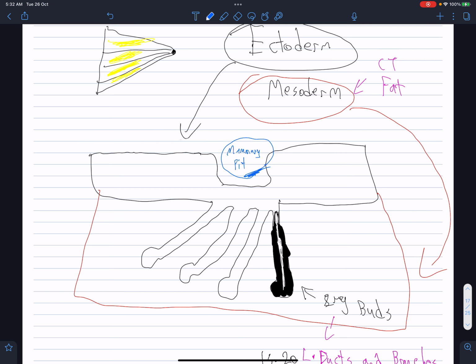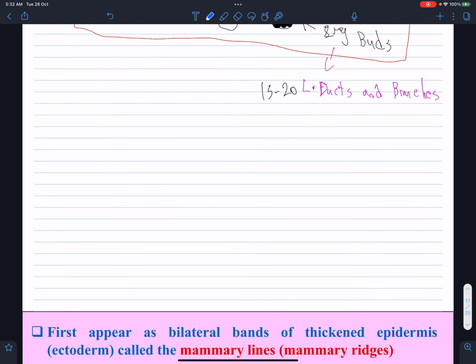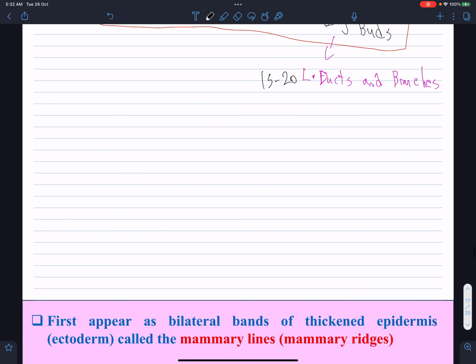So what happens after birth? This entire section is before birth. After birth, at first the nipples are not raised, but shortly after birth, the nipples are finally going to be raised. Like that. And why is that?